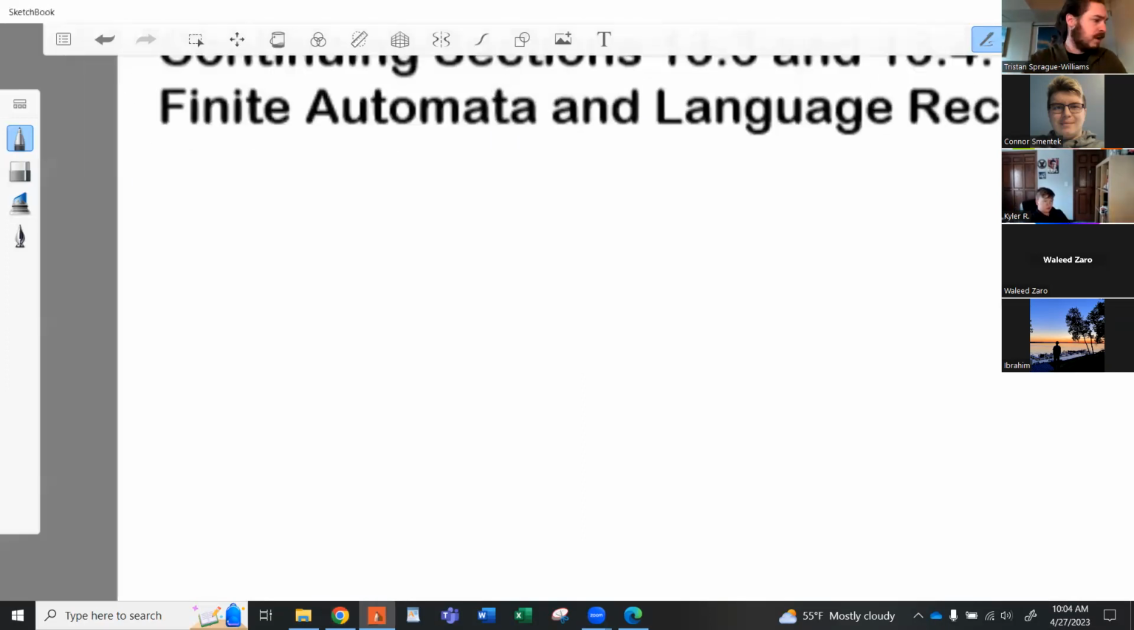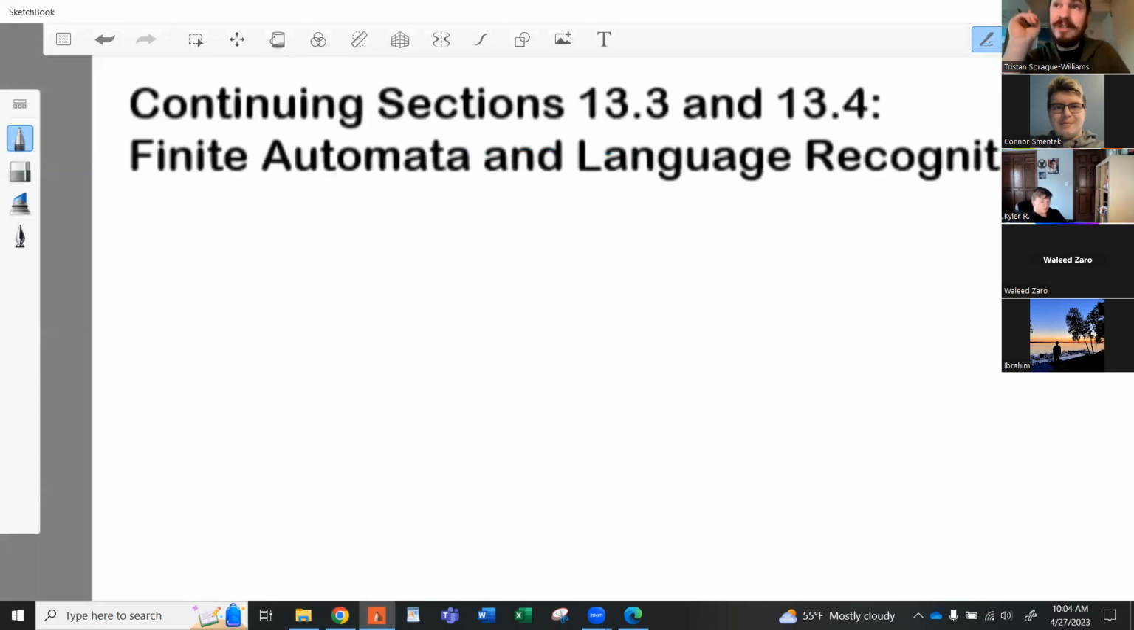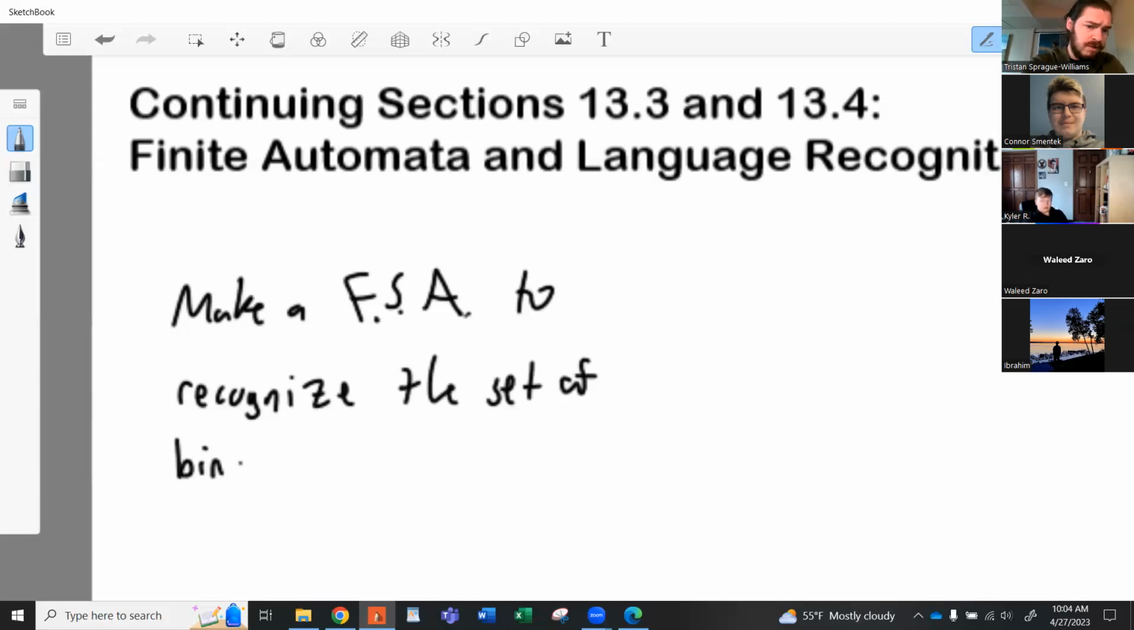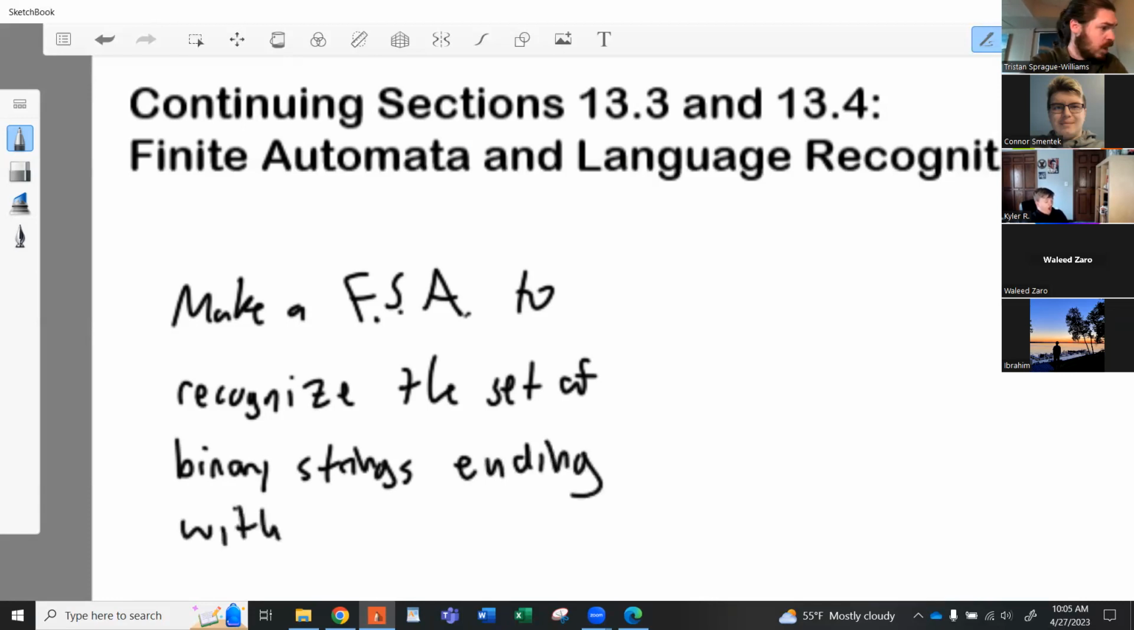Well, all right, we're going to do a couple of examples of finite automata first, just to warm up here. So first, let's make a finite state automaton, which we'll abbreviate FSA, to recognize the set of binary strings that end with the sequence 1101.